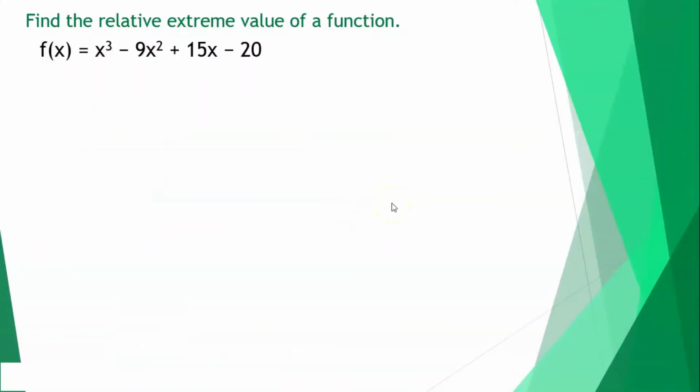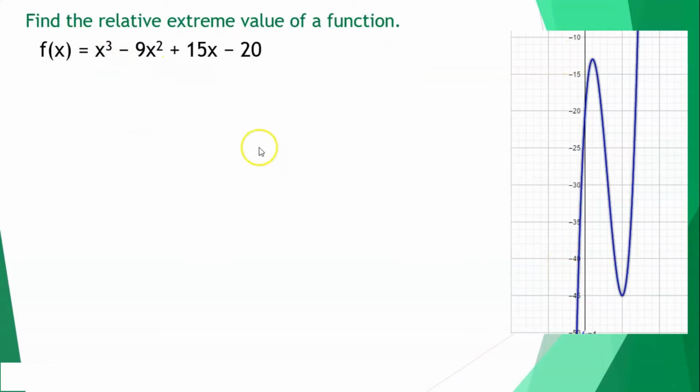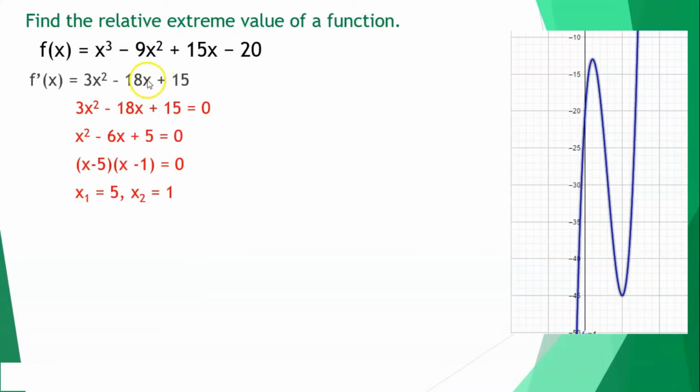Okay, another one. Find the relative extreme value of a function. Given this, this will be its graph. Take note, we're looking for the relative extreme value. First, find the derivative. This will be 3x squared minus 18x plus 15. Equate that to 0. Divide the equation by 3 and we will get this. Factor this, and we will have (x minus 5)(x minus 1). So our values for x are 5 and 1.